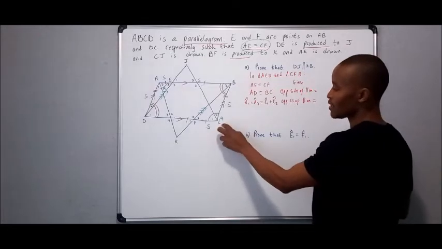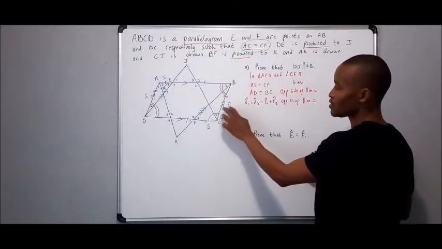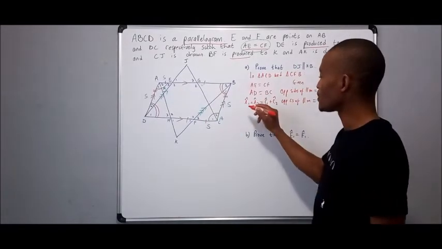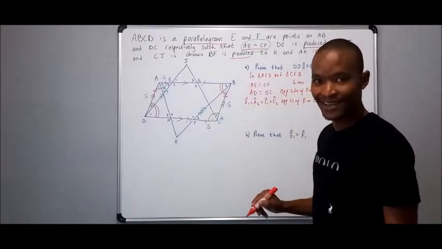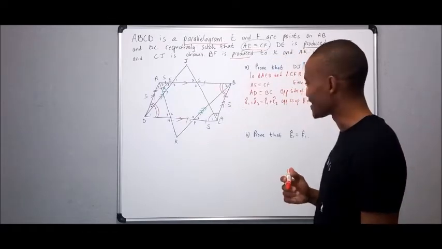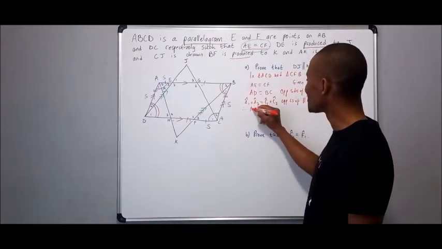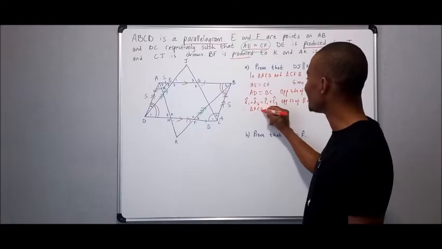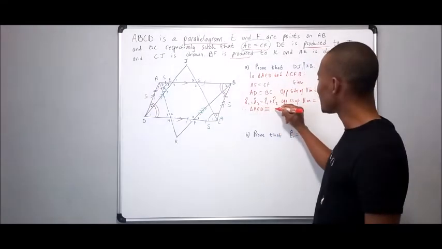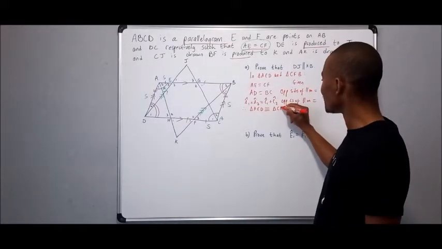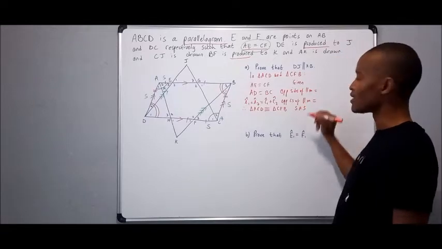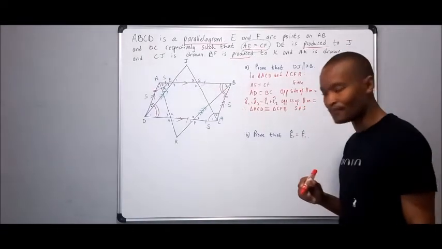So by side angle side, we've proven that these two triangles are congruent, and congruence implies equality of sides and angles. Therefore, triangle AED is congruent to triangle CFB by the side angle side condition of congruency.